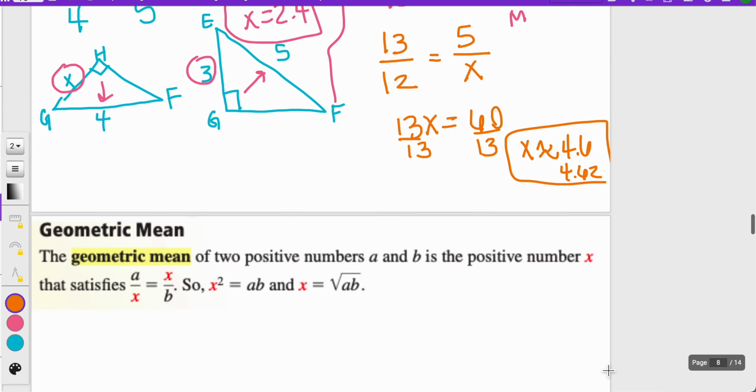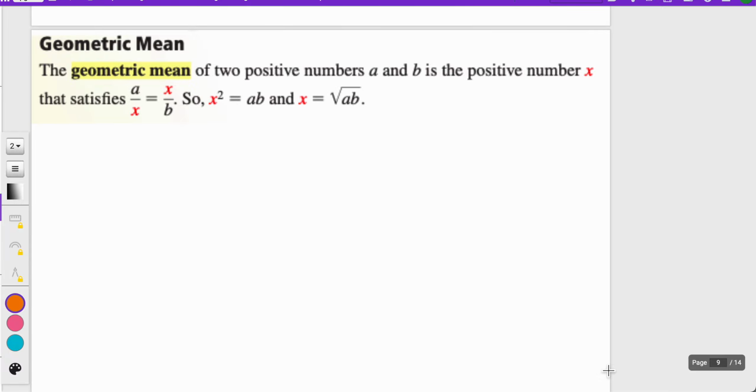All right, the next thing we're going to talk about is the geometric mean. The geometric mean of two positive numbers, a and b, is a positive number x that satisfies a divided by x is equal to x divided by b. So to find that, you can find x squared, because that's x times x, is equal to a times b, where x all by itself would be the square root of ab.